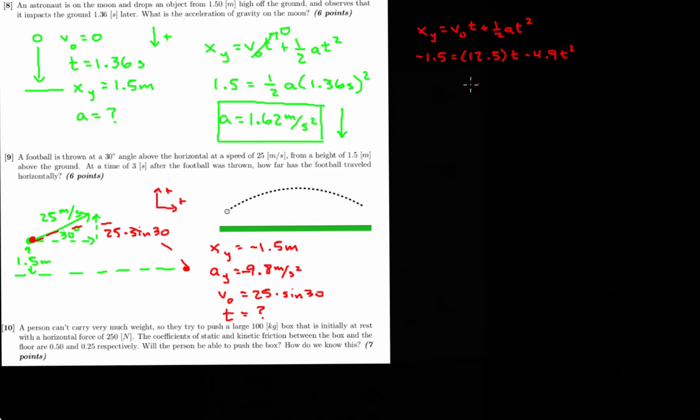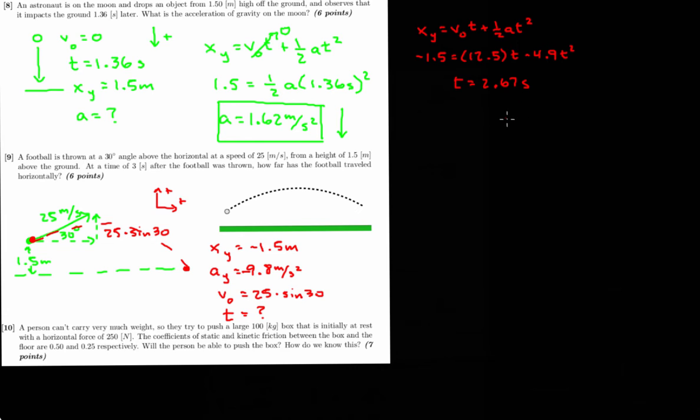Okay. So then T, because you have a fancy calculator, you can plug that right in. So negative 1.5 equals 12.5 times x minus 4.9 times x squared. Solve for x. Obviously, the negative answer doesn't matter. So this thing hits the ground after 2.67 seconds. So then, at a time of 3 seconds, wouldn't it have been rolling at that point? Right, I mean, he probably didn't intend to do this.